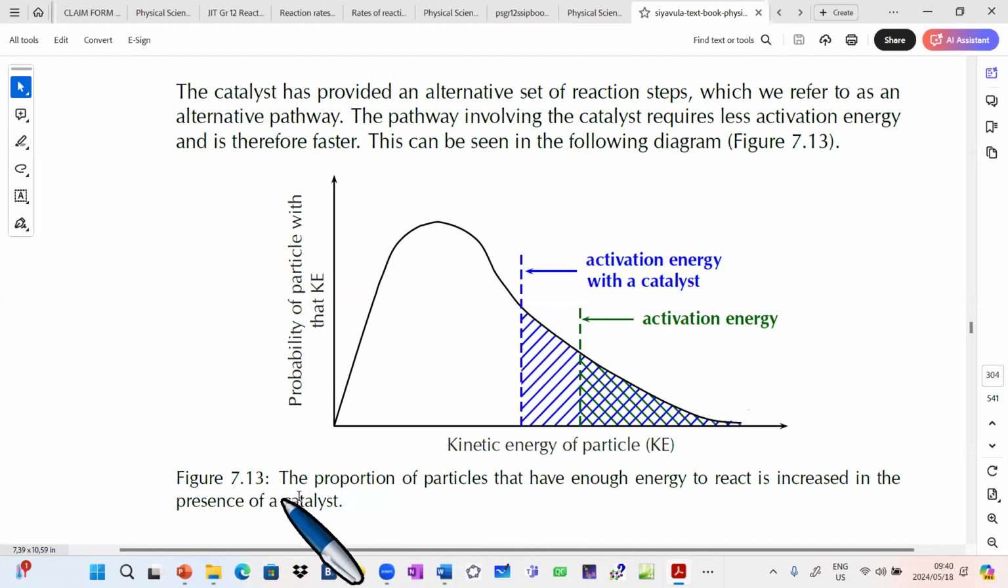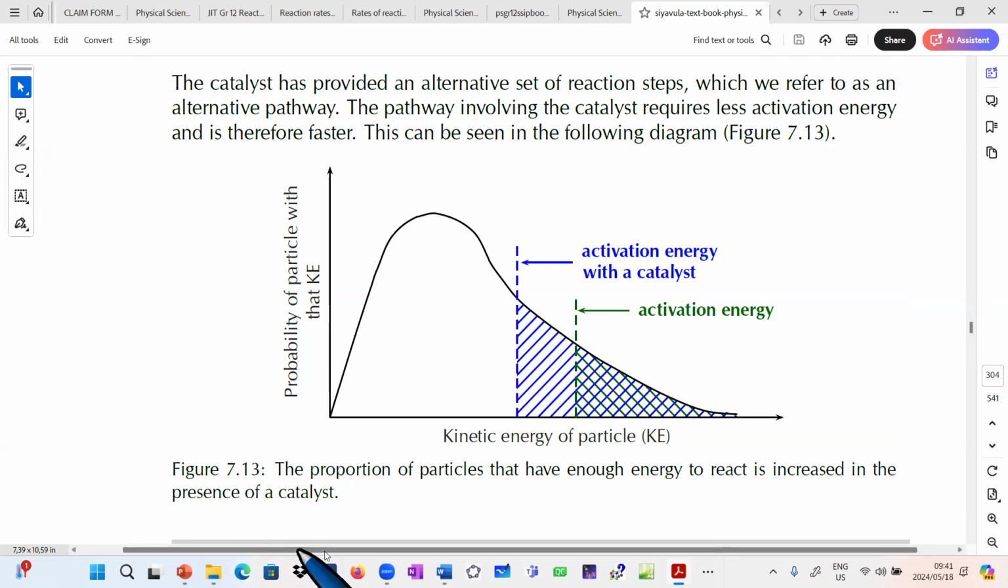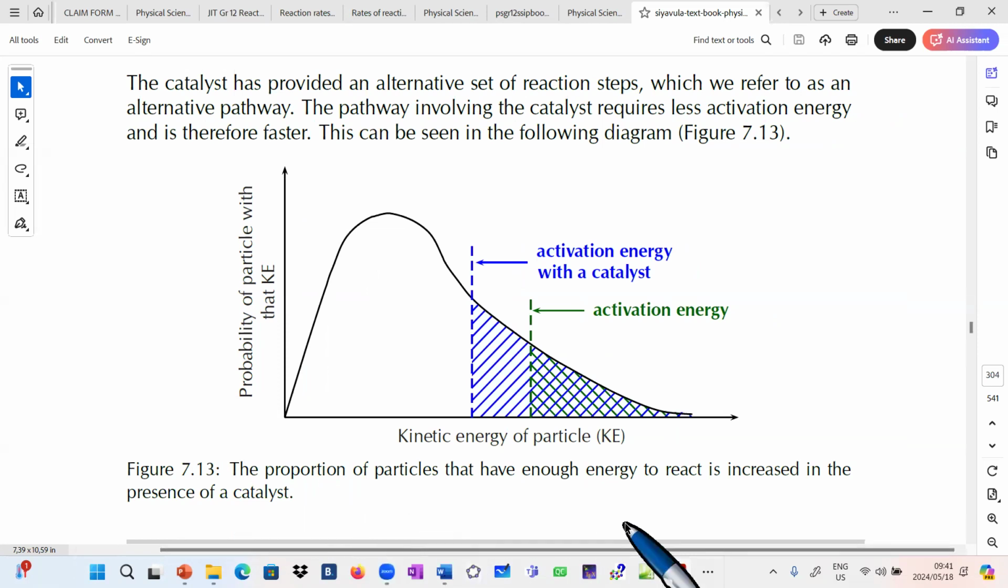Figure 7.13: the proportion of particles that have enough energy to react is increased in the presence of a catalyst. What the catalyst does is increase the proportion of particles that have enough energy to react, and thereby lowers the activation energy.